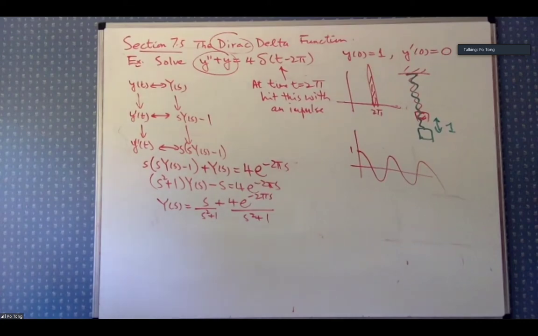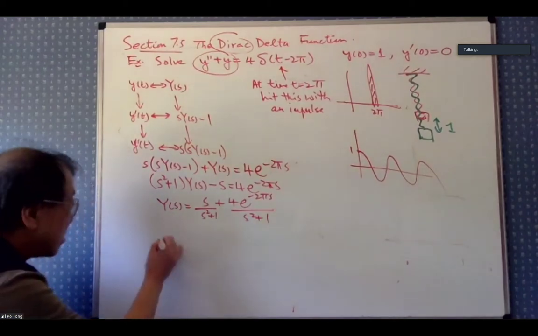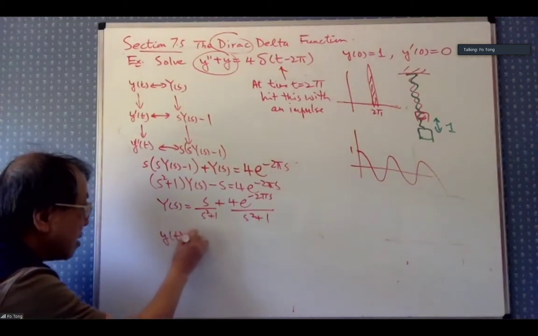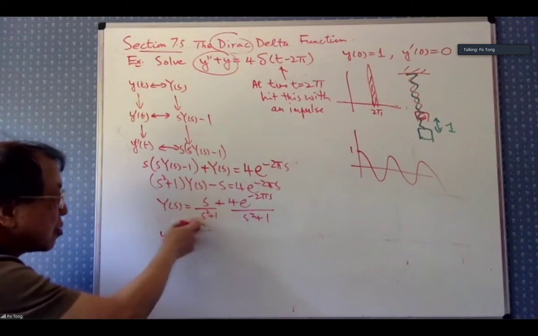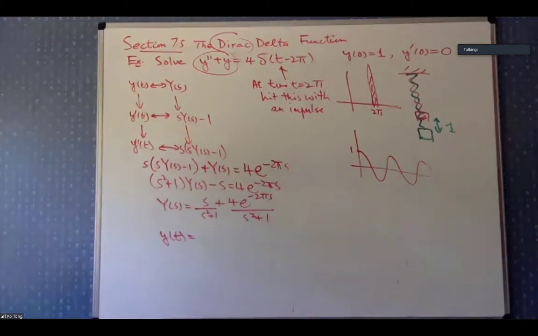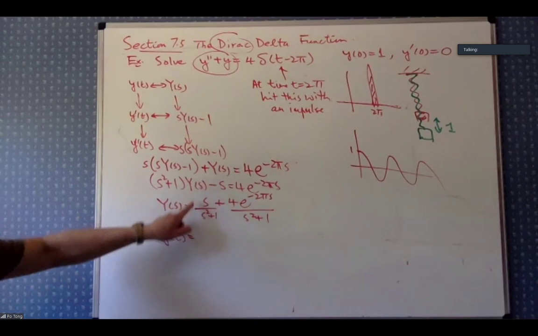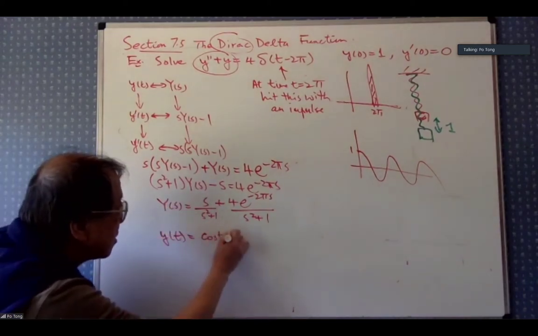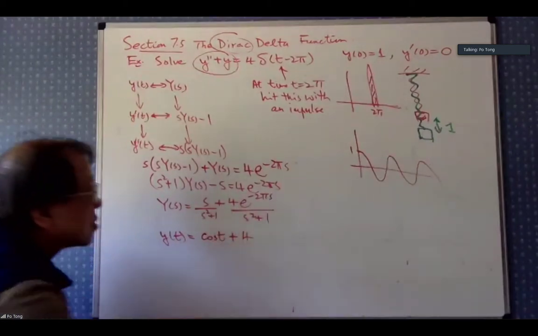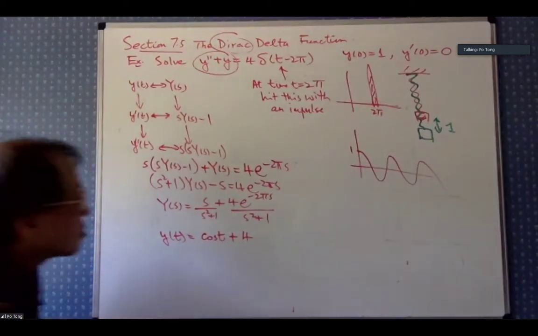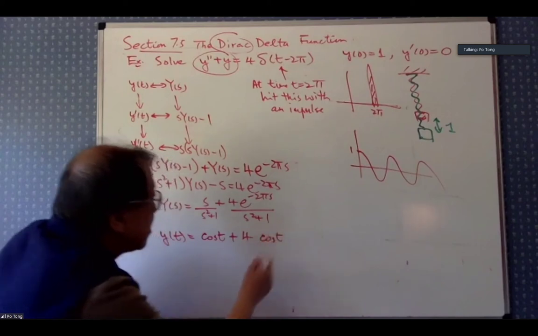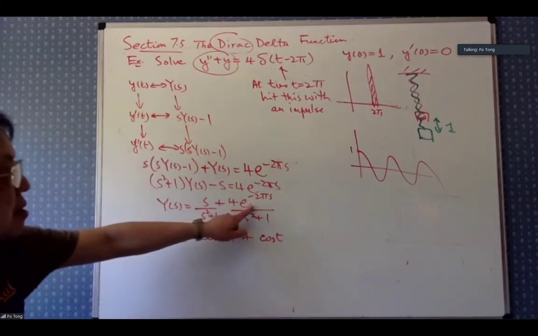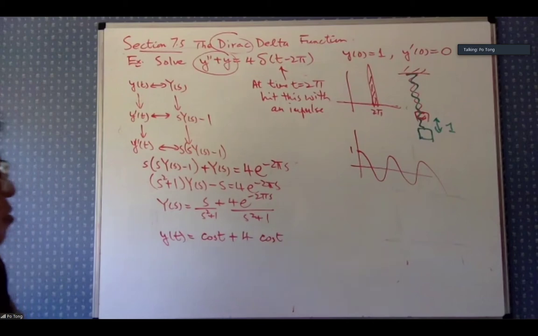Is it okay? And then my y(t) will be the inverse transform of this. What is this first one? Cosine. That will be cosine t. Now the second one is 4 times cosine t, except that because of this guy, we have some kind of shift.